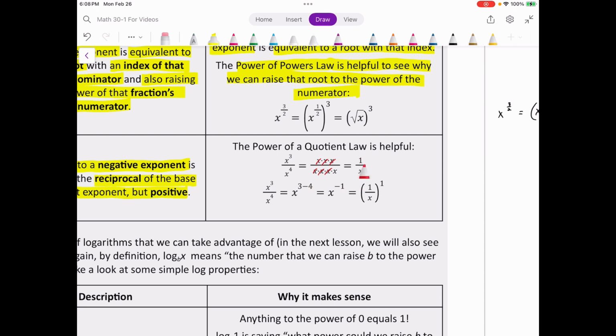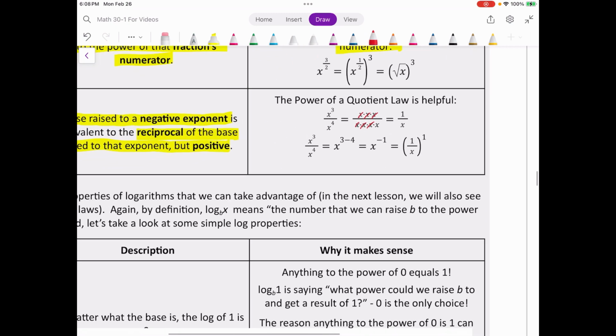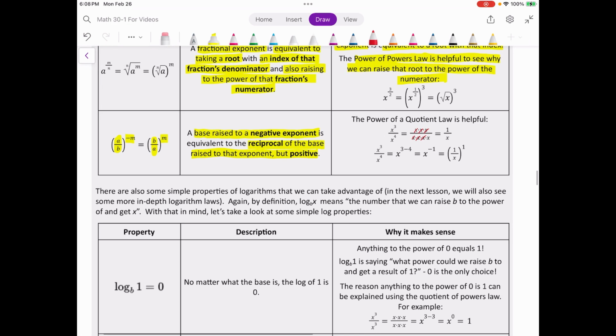But compare that to what our exponent laws would tell us. x to the power of 3 over x to the power of 4 is the same as x to the power of 3 minus 4, which is just x to the negative 1. And we've already seen that that gives us 1 over x up here, right? We did the same thing here. So x to the negative 1 is the same as 1 over x to the power of 1. Okay, so little reminder of some exponent stuff.